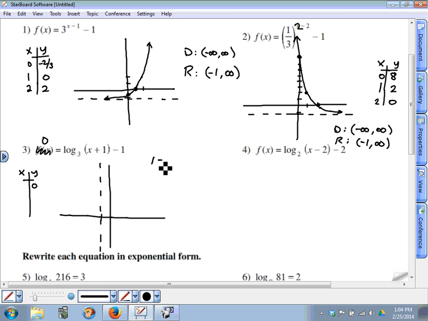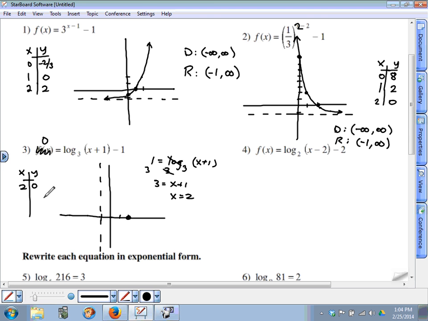We're going to add 1 to both sides. That gives us the equation 1 equals log base 3 of x plus 1. If you exponentiate both sides with a base of 3, that takes care of the logarithm over there. 3 to the first power is 3, so we have 3 is equal to x plus 1. That means that x is equal to 2. So the x-intercept is 2.